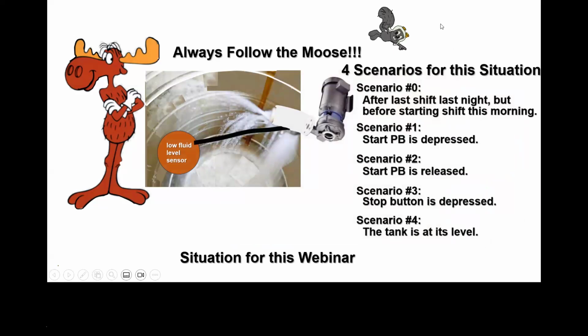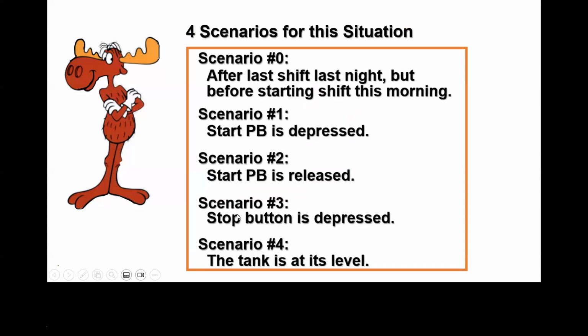Right. We're going to look at 4 scenarios for this situation. What's the situation? We've got a tank that sometimes has to be filled with water or fluid. So here are those situation scenarios in bigger print. Overnight, there's nothing going on. There's nobody in the plant. There's nobody pushing buttons. That's scenario 0.